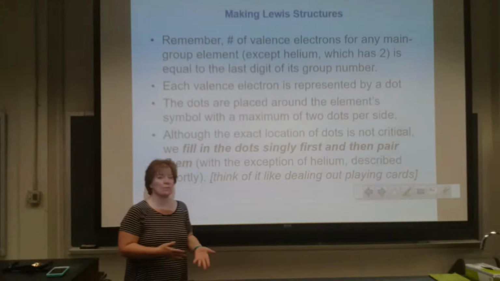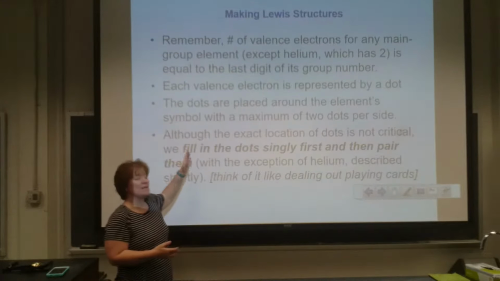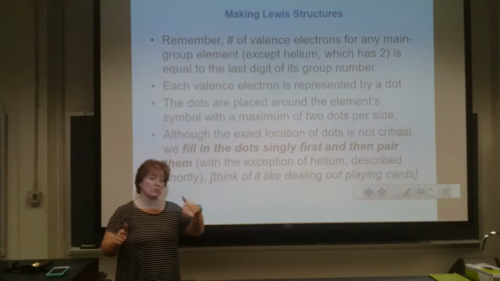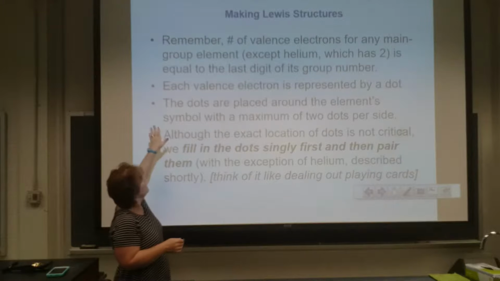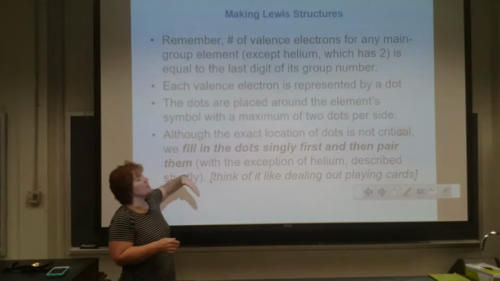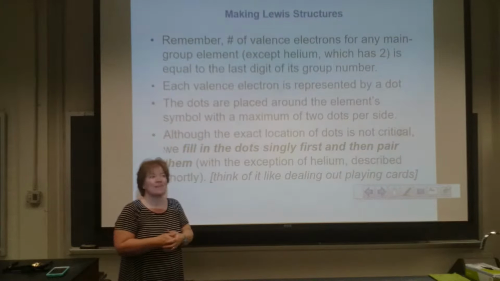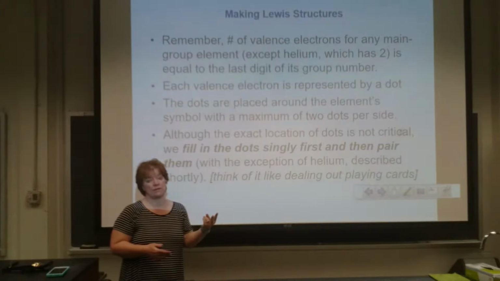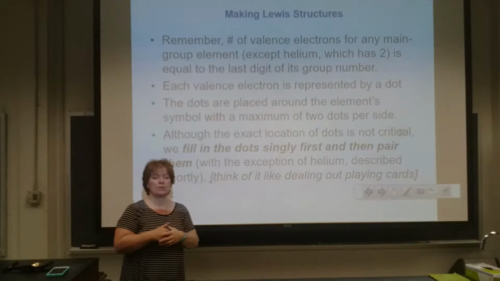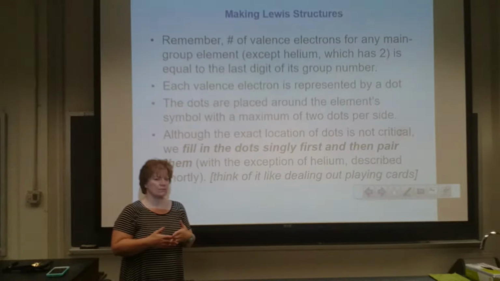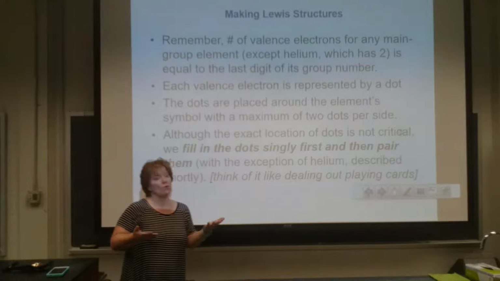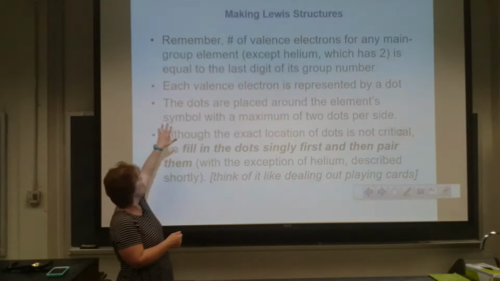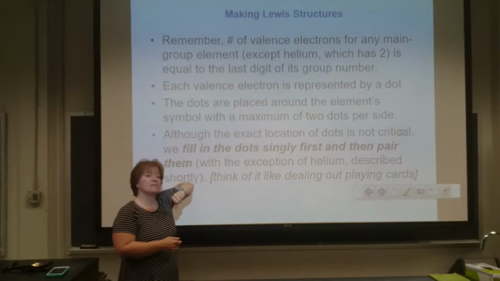From the last chapter, remember we learned that the number of valence electrons for any main group element, that means not the transition groups, but groups 1, 2, and 13 through 18, is equal to the last digit of the group number, except for helium. Helium, even though it's in group 18, only has 2 valence electrons. That first period is a little bit bizarre because the complete orbital would only hold 2 electrons, whereas all the others can hold 8 electrons. So it's equal to the last digit of the group number.